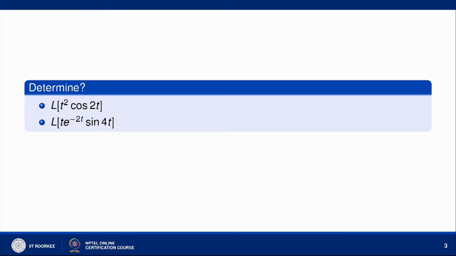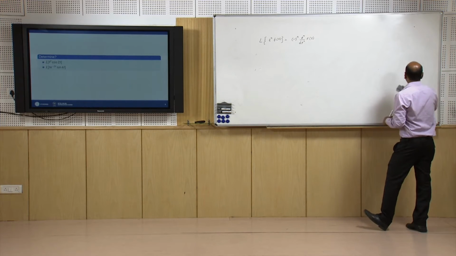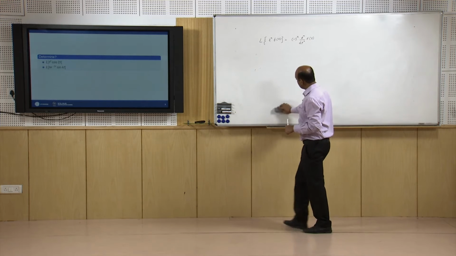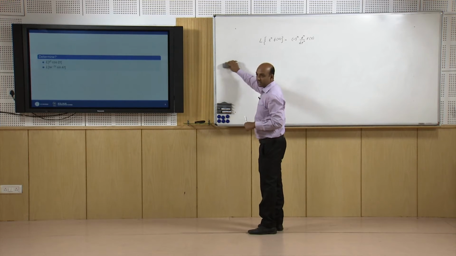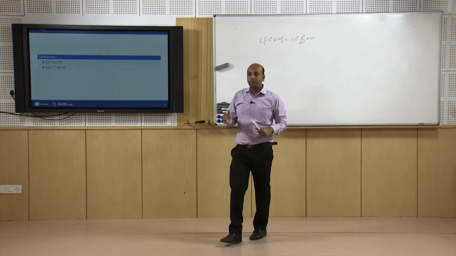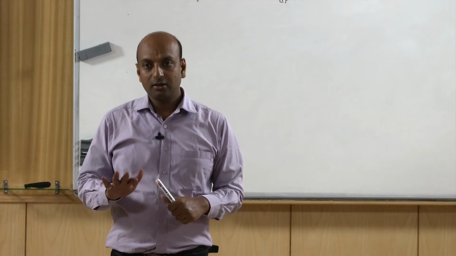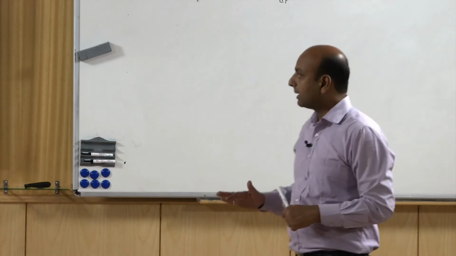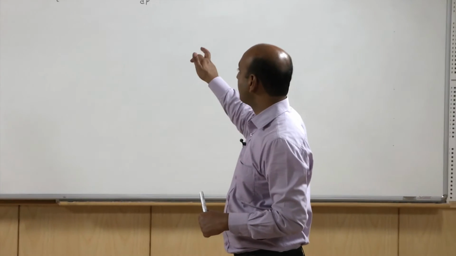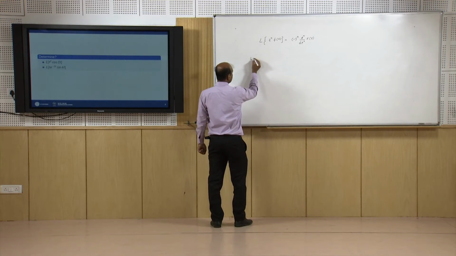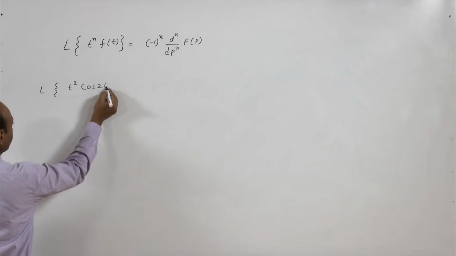Whenever we have some problems involving multiplication with t and we have to find the Laplace of that, we will always use this property of Laplace transforms. Whenever we have multiplication of t to the power n with f t, for any positive integer power, we will use the Laplace of t to the power n f t, I mean this expression. So, suppose you want to find the Laplace transform of t square cos 2 t.